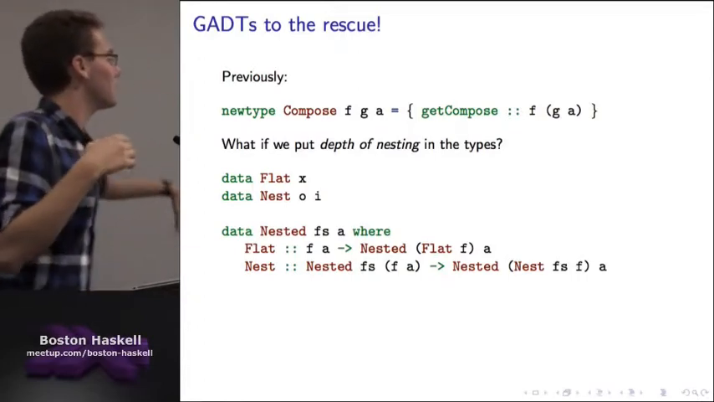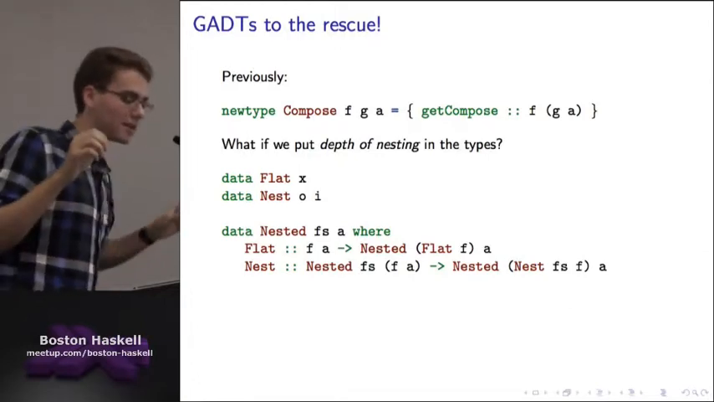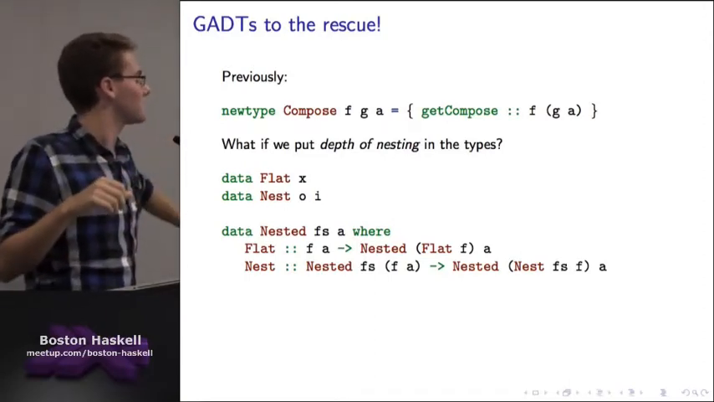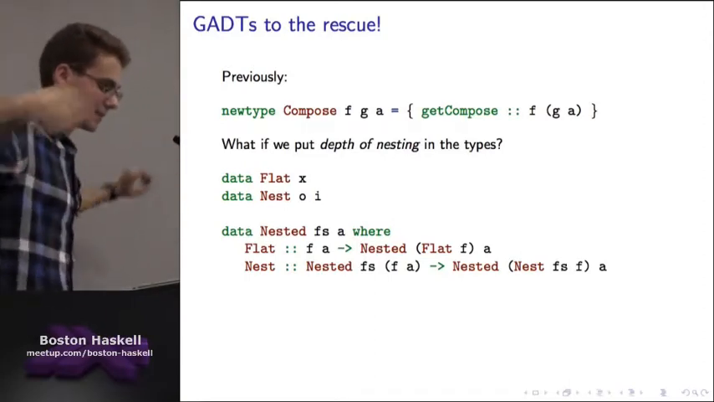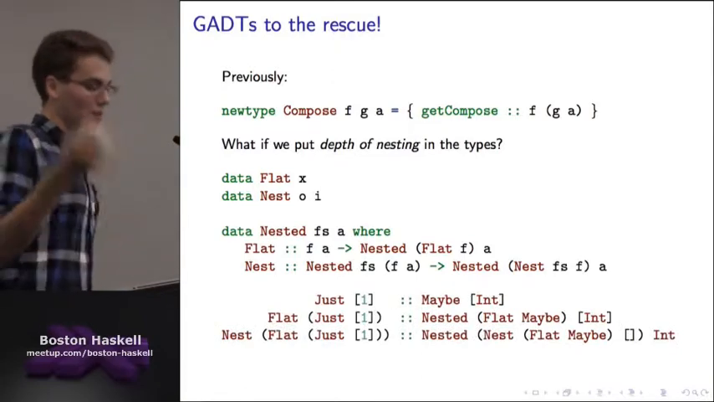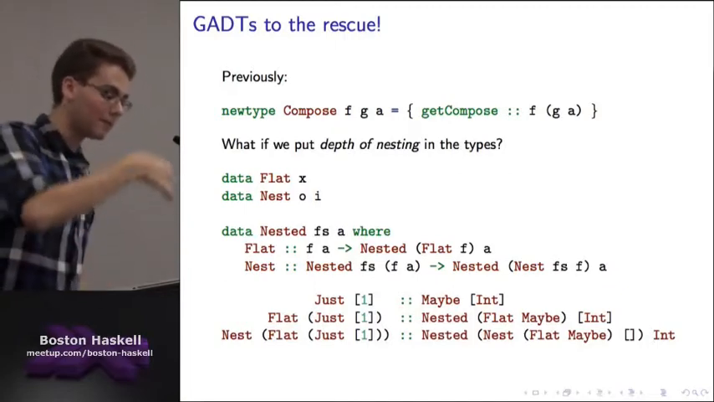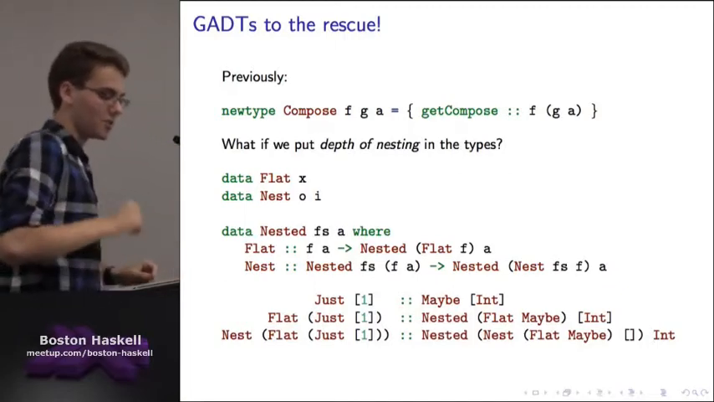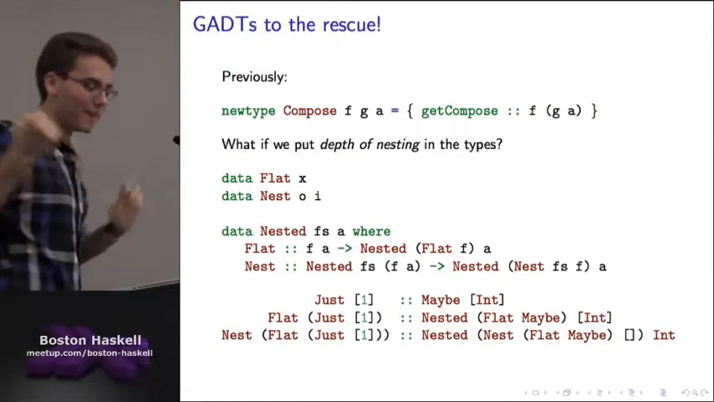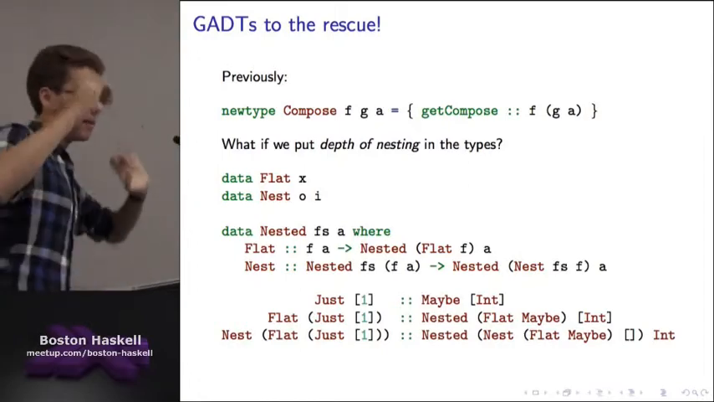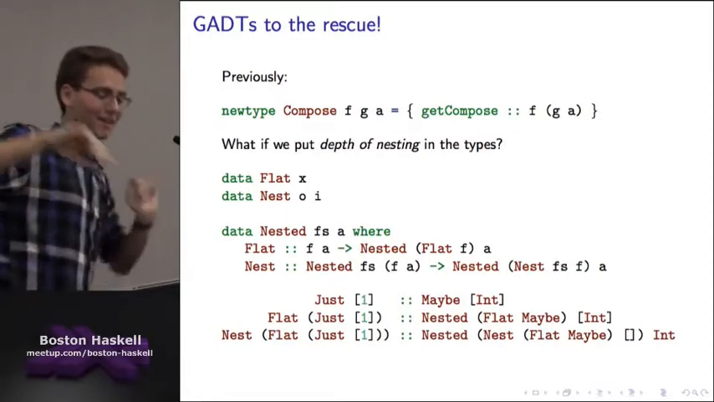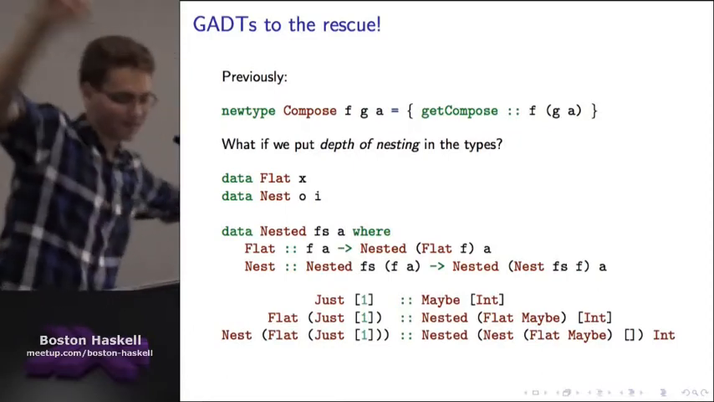So what I can do here is use the extra power that GADTs give me to construct this first parameter to my nested type that tells me the actual ordering of the things nested. Some examples of this. If I have just the list containing 1, specializing to int, that would be Maybe list of int. But if I apply this flat constructor to it, then it's a nested flat Maybe list of int. So I've peeled off the outer Maybe and stuck it into my list in the type. Then if I call nest on that again, I have a nested nest flat Maybe list of int. So if you look at the type, it goes Maybe list int.